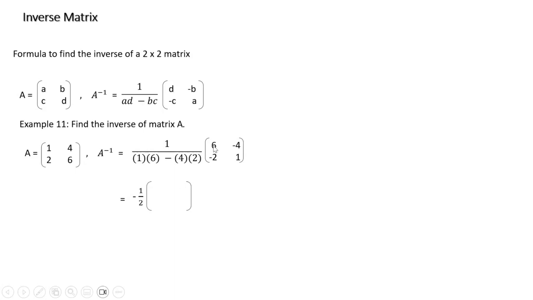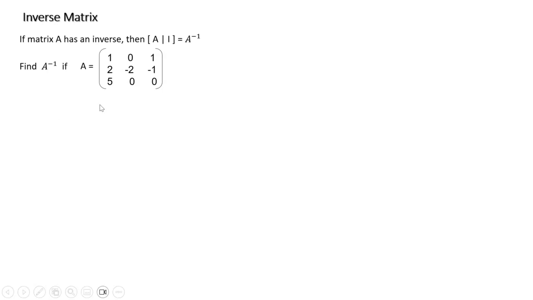So I need to multiply negative 1/2 times every element in the matrix. Negative 1/2 times 6 will give us negative 3. Negative 1/2 times negative 4 will give us a positive 2. Negative 1/2 times negative 2 will give us a positive 1. And negative 1/2 times 1 will give us a negative 1/2. So this is your inverse. And I believe this is kind of easier than doing it by the Gauss-Jordan method. Okay? Now this is the hardest it gets for finding the inverse.